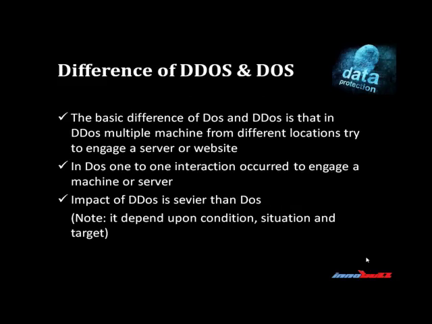What is the difference between DDoS and DoS? The basic difference is that in distributed denial of service, multiple machines from different locations try to engage a server or website. In DoS, one-to-one interaction occurs to engage a machine or a server. The impact of distributed denial of service is more severe than denial of service, though it should be noted that it depends upon the condition, situation, and target.